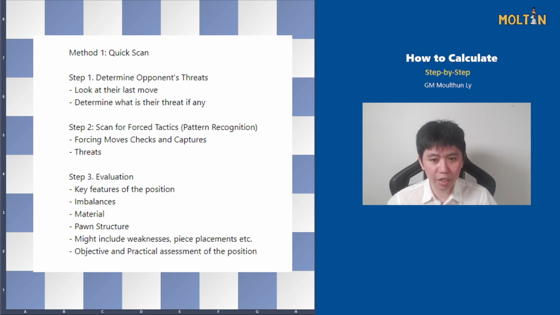So when we're evaluating a position, you want to be looking at key features in the position. You also want to be looking at mainly material imbalances, but also things such as pawn structure imbalances, weaknesses, quality of pieces. It can be many different things. You may even take into consideration not just the objective assessment of the position, but also the practical assessment of the position, which is something people often don't take into consideration.